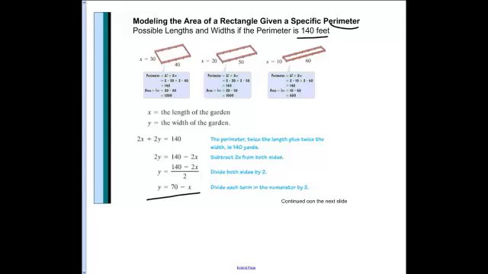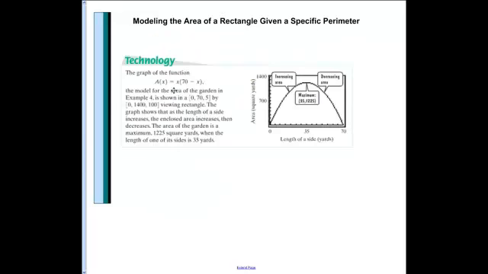Solve for y. We take that and plug it into the area formula, where the area is equal to the length times the width, or in this case x times y. So we have x times y, which would be 70 minus x. So we write that in terms of x. So that's the area.